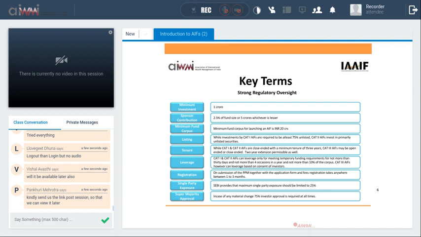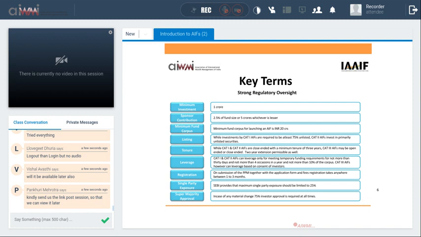Category 1 and category 2 AIFs have to have a minimum 3-year tenure. Category 3 AIFs can be open-ended or closed-ended. So if you really want to launch an AIF which investors can come in and go at their will, there's only one category which permits it, which is category 3. Otherwise, Cat 1 and Cat 2 has to be a minimum 3 years closed-ended fund.